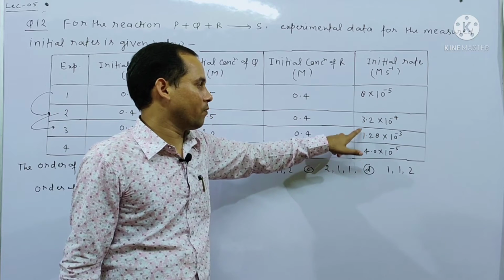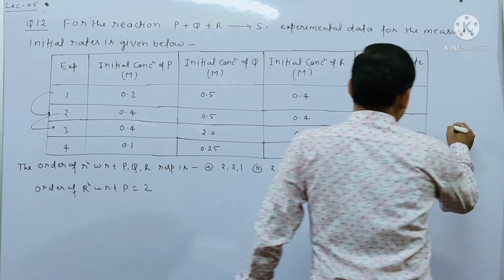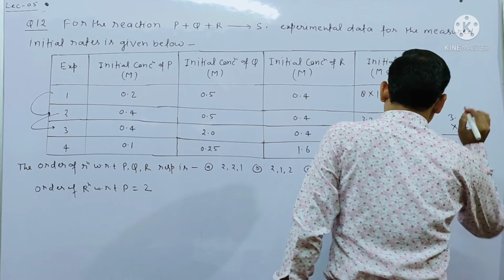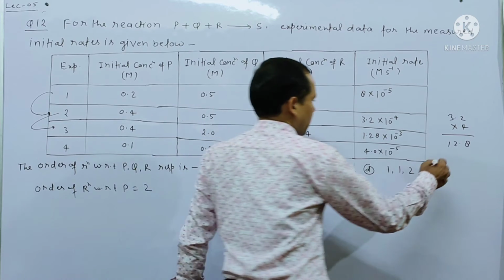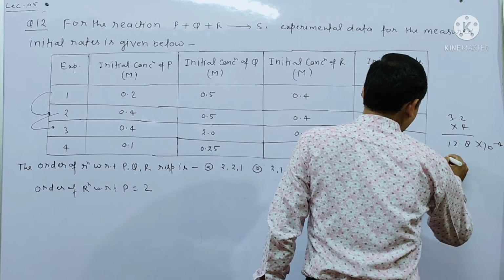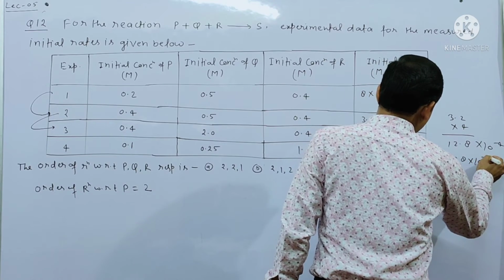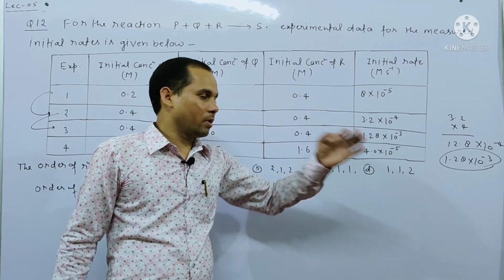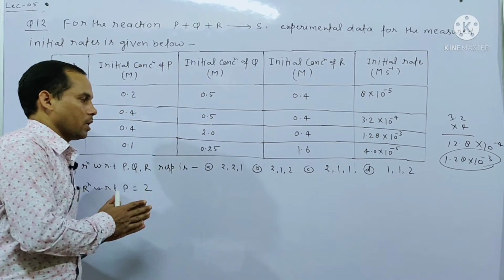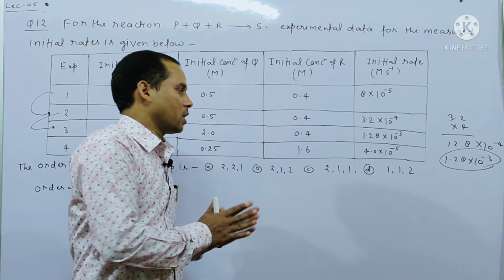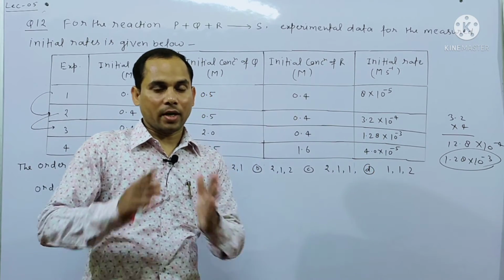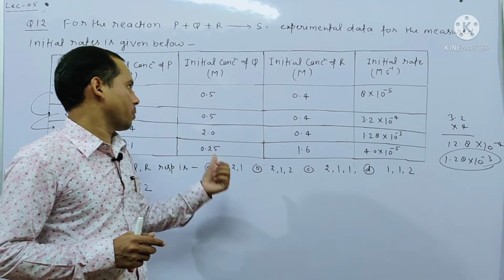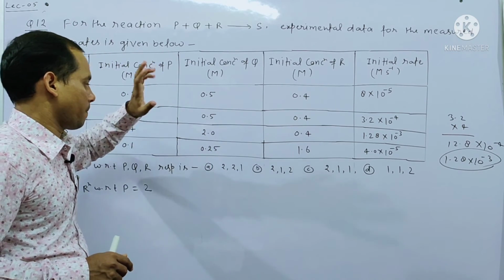The rate is 1.28. If we multiply 3.2 by 4, 4 times 8 is 32, and 4 times 3 is 12, so we get 12.8. So 12.8 into 10 to the power minus 4 we can write as 1.28 into 10 to the power minus 3. So you can see here the rate of reaction becomes 4 times. If the concentration becomes 4 times, the rate of reaction becomes 4 times. That means the rate of reaction is directly proportional to the concentration. Therefore the order of reaction with respect to Q is 1.